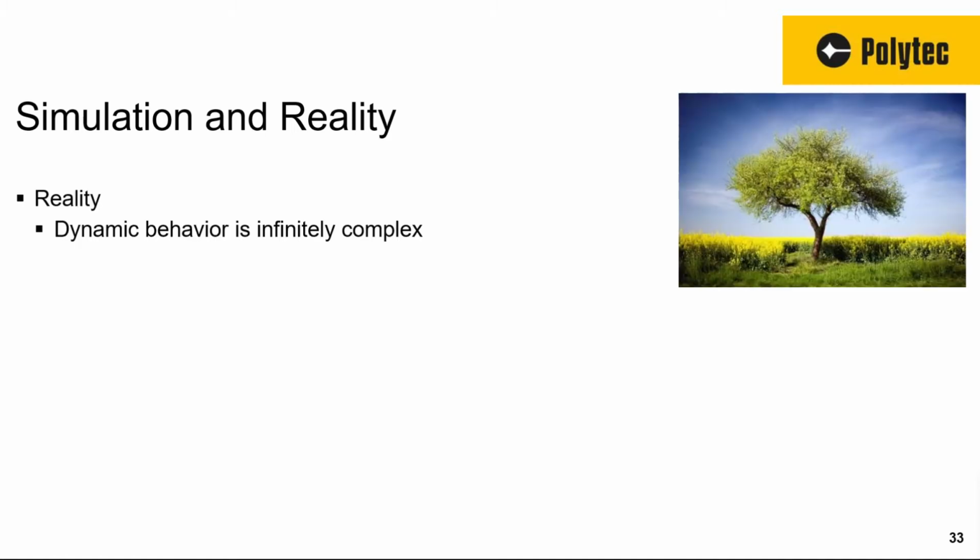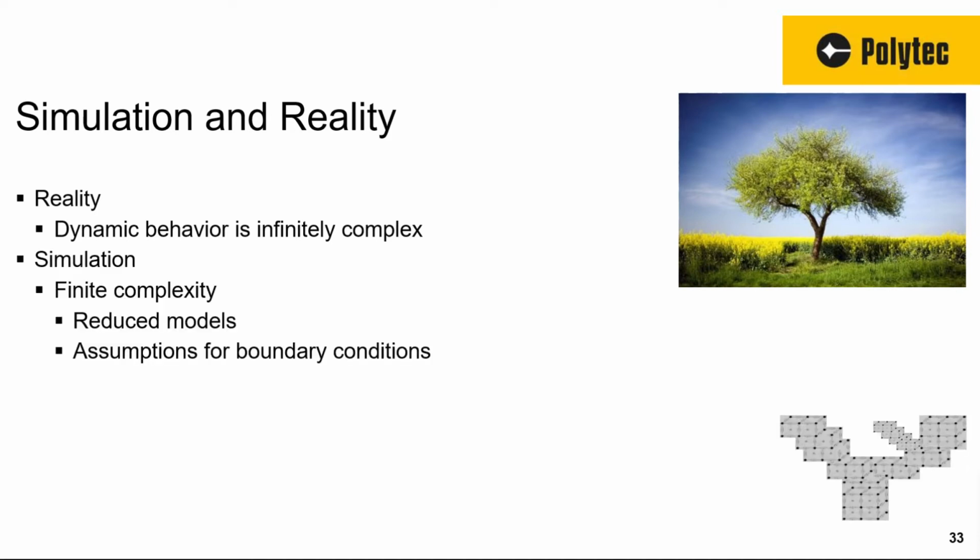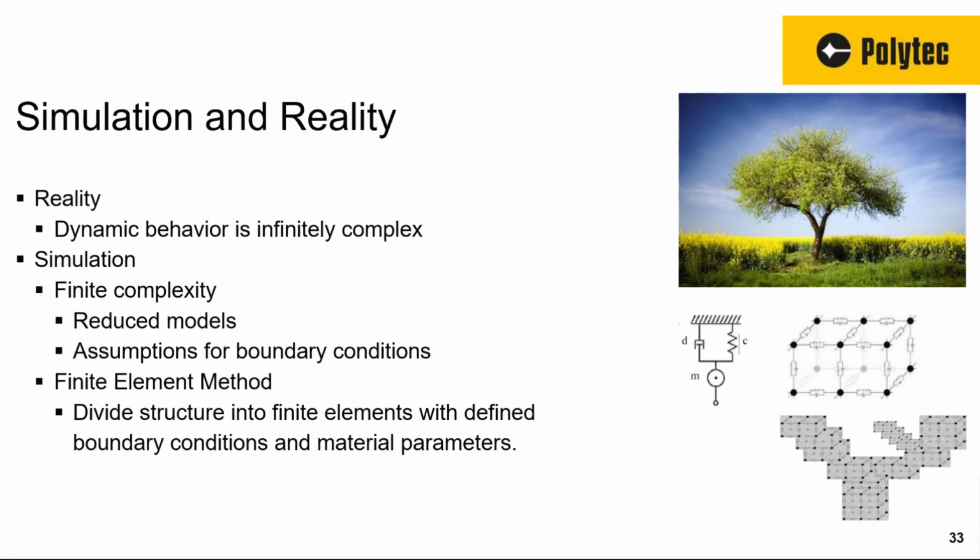A short introduction to the video, so simulation and reality, so we want to update a model. Reality typically is infinitely complex. Look at this tree, try to model its dynamics would be quite difficult. Simulation tries to work with finite complexity, so reduced models, assumptions for the boundary conditions, so this is how my tree looks like if it's modeled. And with the finite element method, we divide the structure into finite elements with defined boundary conditions and material parameters. But what are the appropriate parameters? And that's where we need the test for.